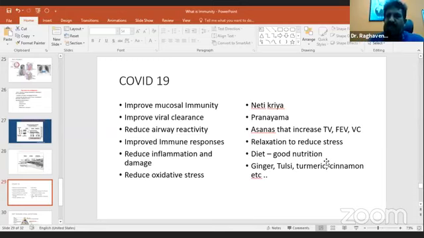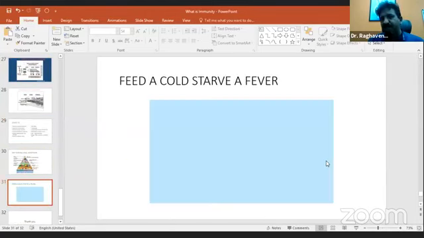What is important, what you can do in yoga and naturopathy here, is to improve mucosal immunity. Neti kriya can be done, pranayama can be done, asanas which increase the tidal volume, the forced expiratory volume, and respiratory airway function, reduce the reactivity of the airways and improve the lung function tests. So all these things can be very useful here, along with diets which are anti-inflammatory in nature. I'll not talk more about this. I have more speakers who are going to talk more on this. I'll leave the diet and other things to them.